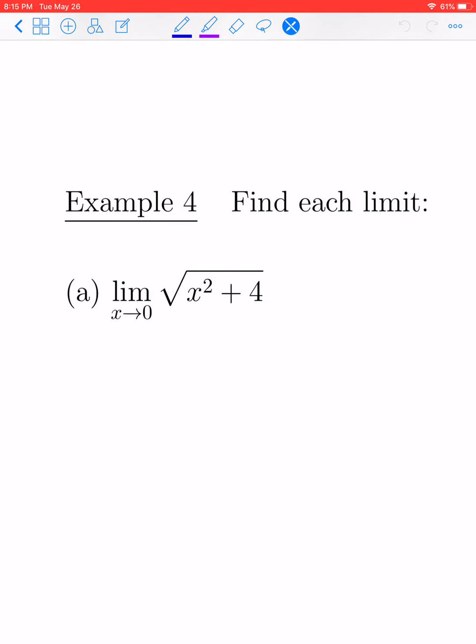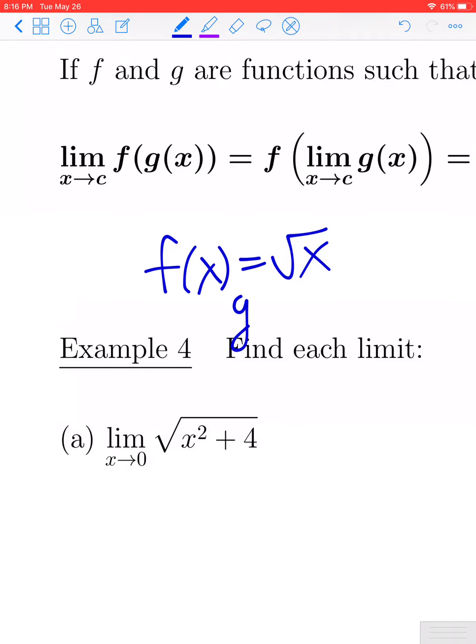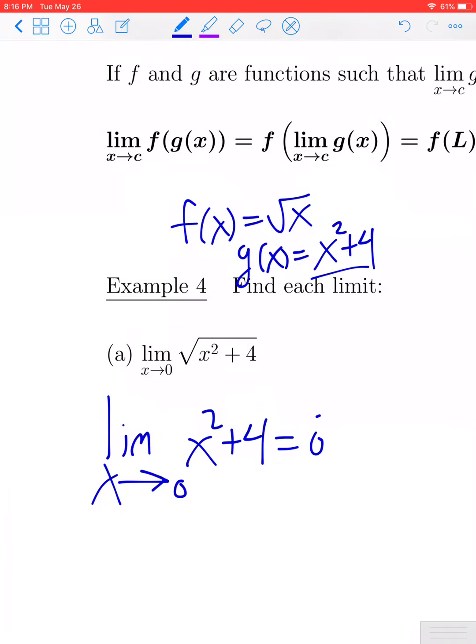For example, if we take a look at this square root function here, we have the limit as x approaches 0 of the square root of x squared plus 4. This is the composition of the function f of x equals the square root of x, with the inner function g of x equals x squared plus 4. We know the limit as x approaches 0 of x squared plus 4 can be found by simple evaluation. That's going to be equal to 4, because we can do direct substitution.